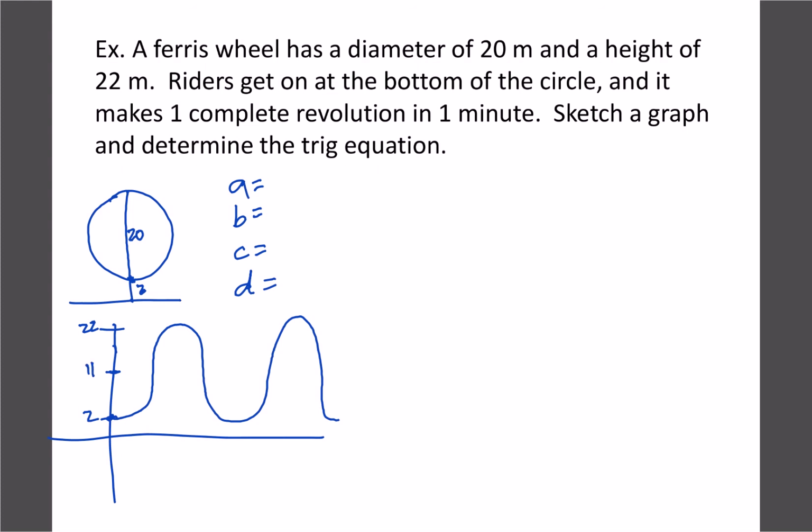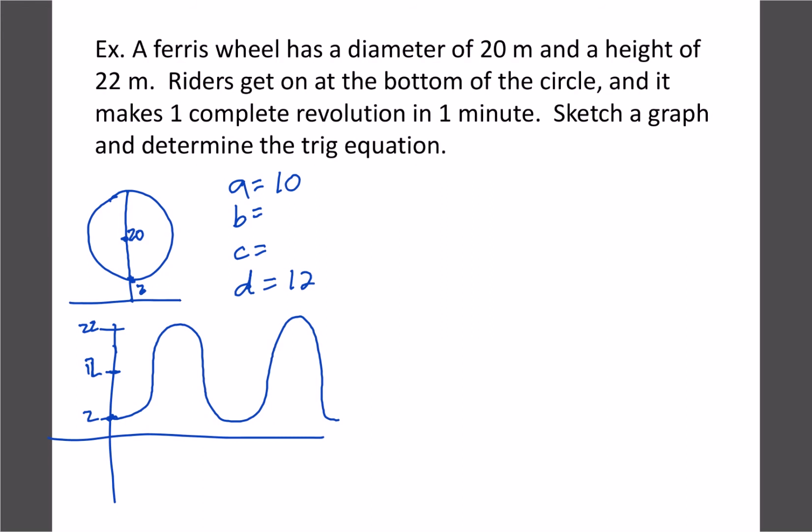So in this case, we would have a D of, oops, sorry, I messed up. Halfway would be 12, right? So we have a diameter of 20. That means we have a radius of 10. So we're 12 meters above ground. So that should be our D. And our amplitude would be 10. We're going to go up 10 and down 10 from that midline.